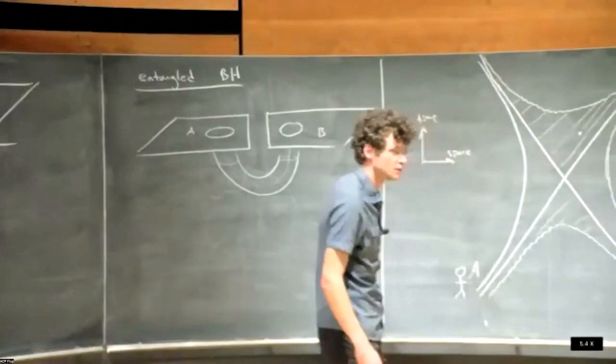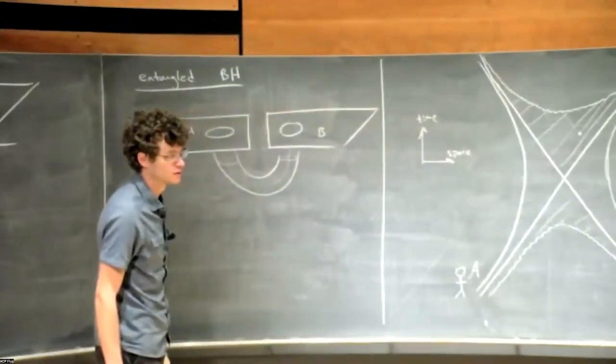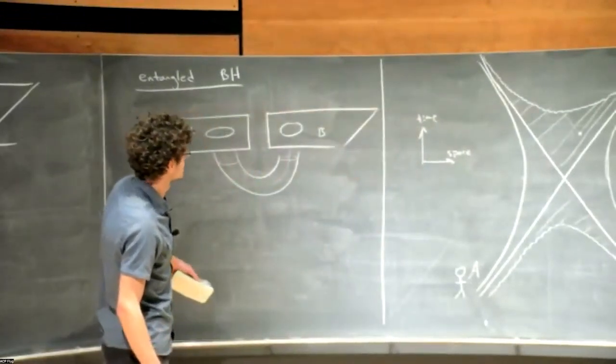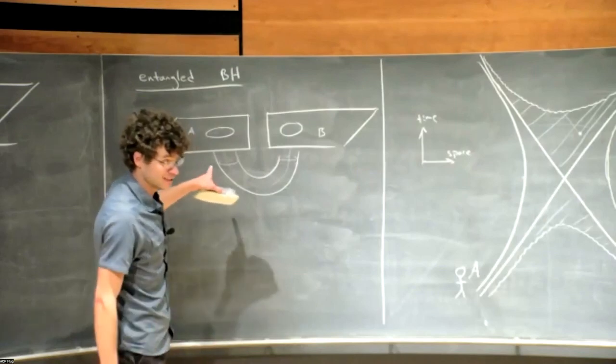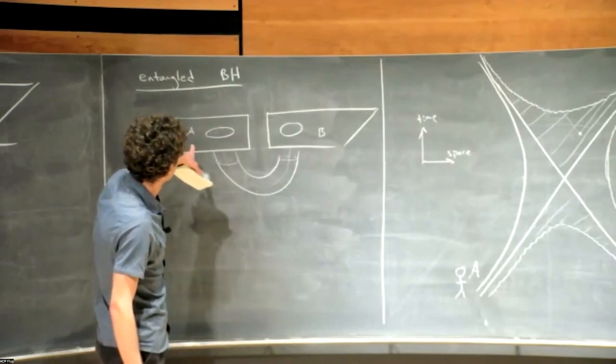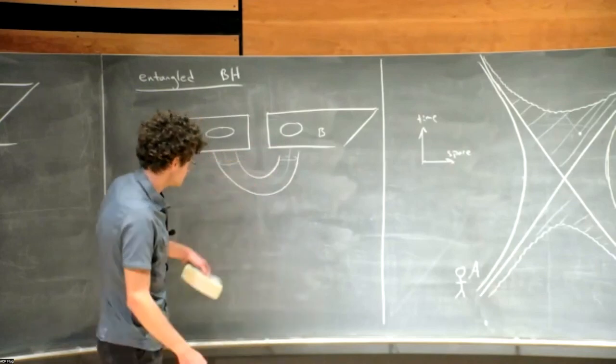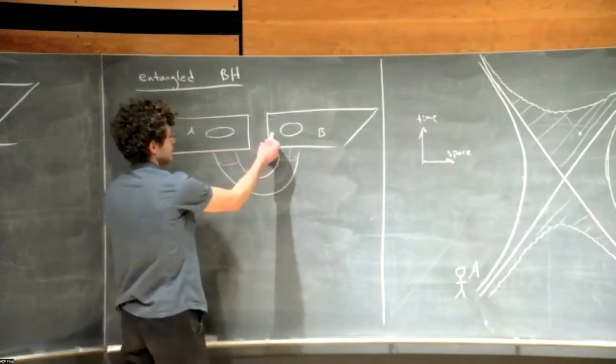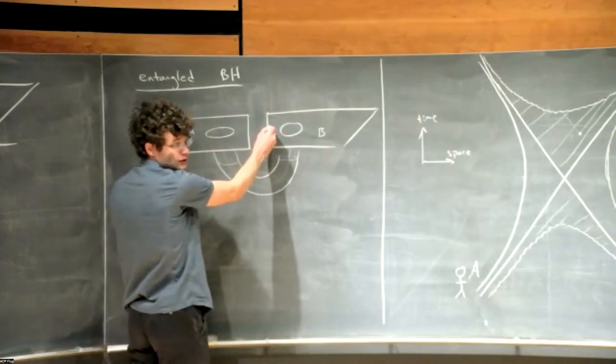Theoretically, could the entangled black holes be on opposite sides of the universe? Yes. That's a kind of important point. These two black holes, the distance between them here could be extremely large.